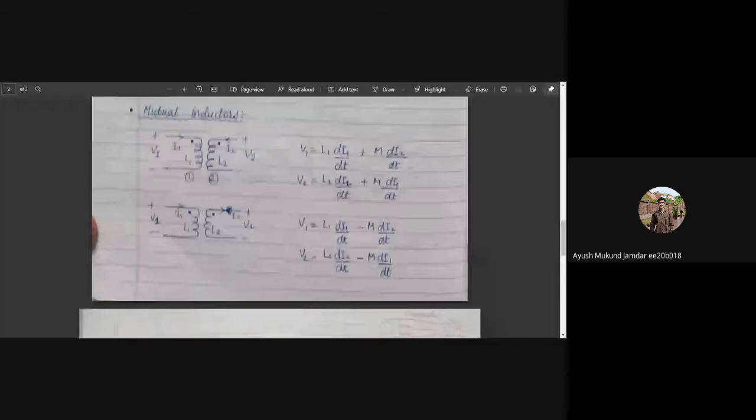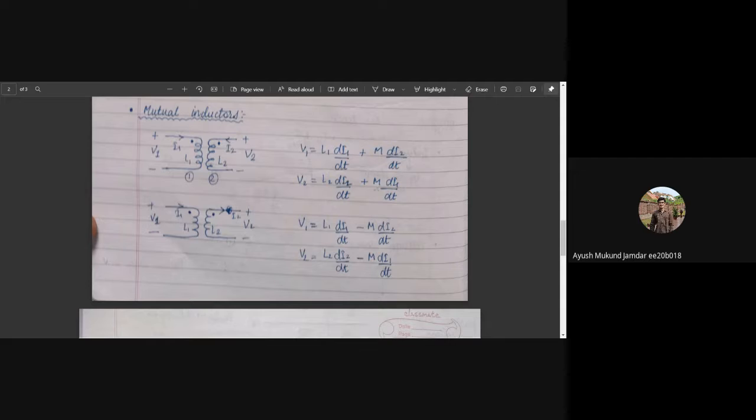But as you can see, the two sets are different because the direction of current flowing is different. It is the same in the second case and the direction is opposite in the first case. So this changes the sign of M we take in these cases. As you can see, it is plus M and minus M. So to avoid the ambiguity in this set of equations, we use the dot convention.